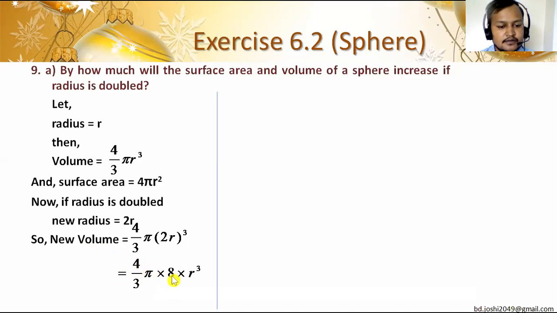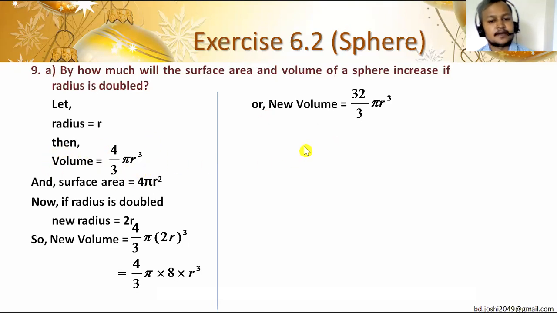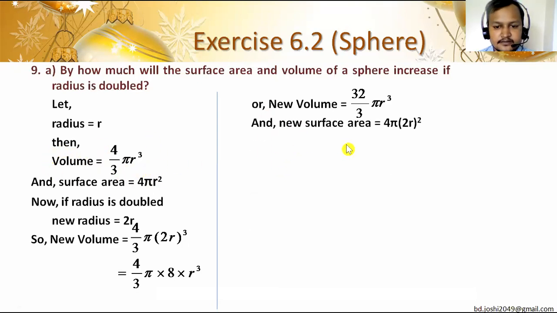Let's complete it. What is the value of 8 into 4? 32. Isn't it? 32 divided by 3, and pi r cube remains the same. This is the new volume, and the previous volume was 4 by 3 pi r cube. Similarly, for the new surface area, in place of r, again we substituted this 2r. r by 2r, 2r substitute गर्यो because the new radius is 2r, and simplify this one also. After simplifying this one, we will get 4 pi into 4 into r square.